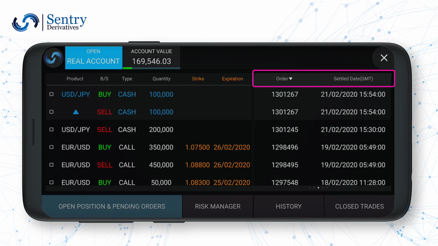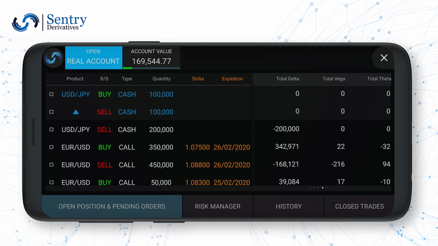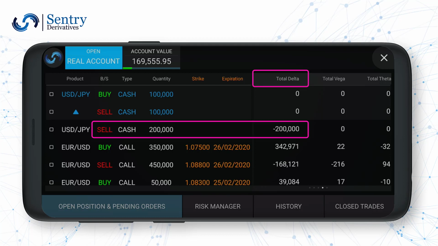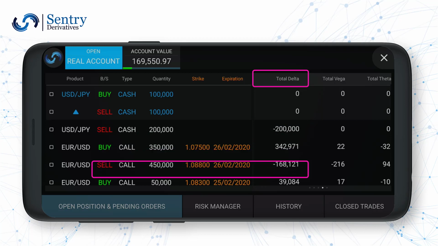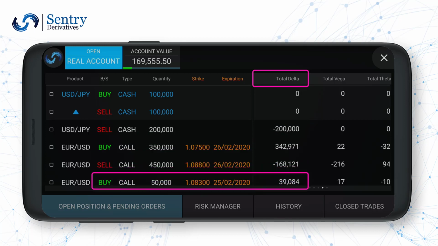The order number, when the trade was executed, total delta of the position, which for a spot or a cash position is exactly the amount, $200,000 yen, for example, or if we look at the bottom of the screen, a long call in Eurodollar at 108.30 has a delta of 39,000 euros today.